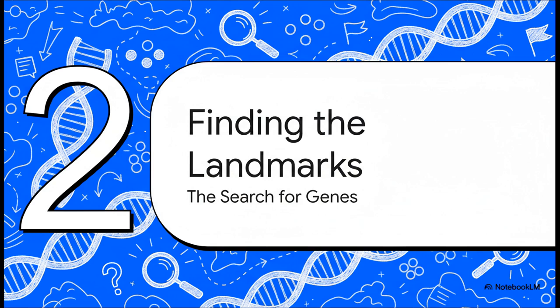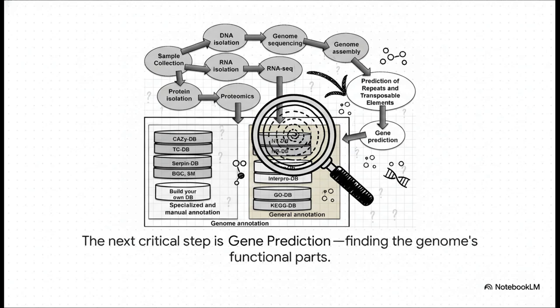Now we get to the really exciting part, finding the landmarks. This is the hunt for the functional bits of the genome, the genes themselves. Right, back to our flowchart. You can see we're following the arrow from repeat prediction straight into this super important box, gene prediction. This is where the real discovery starts. We're not just surveying anymore. We're actively exploring and pinpointing locations that actually do something.